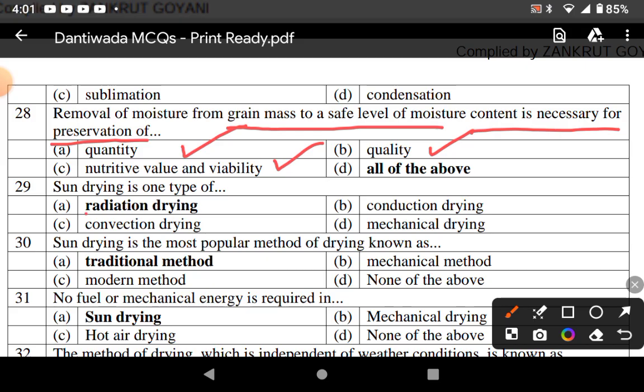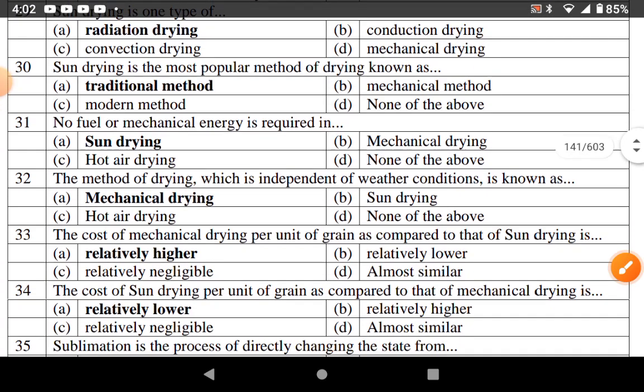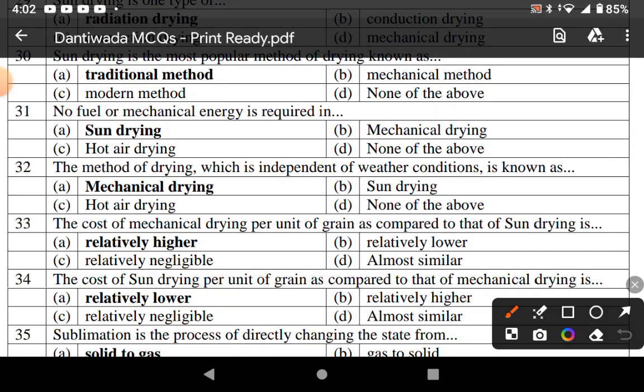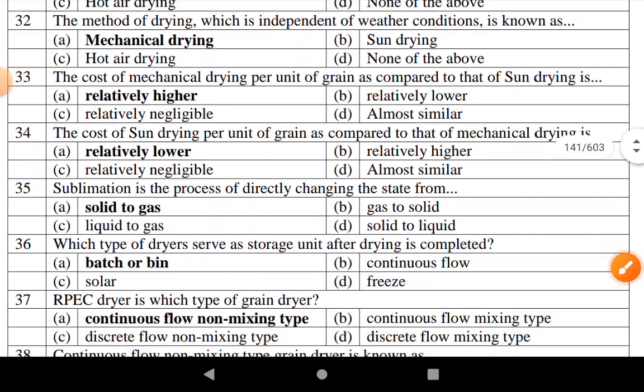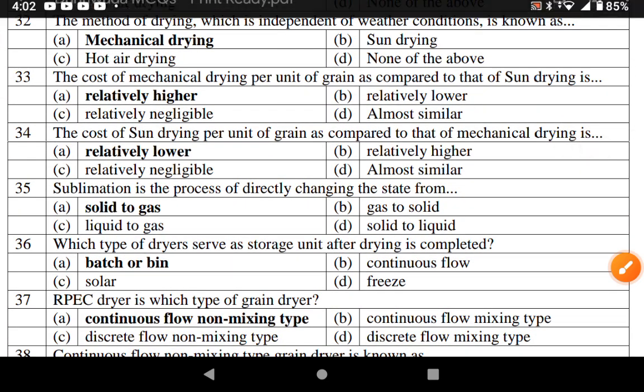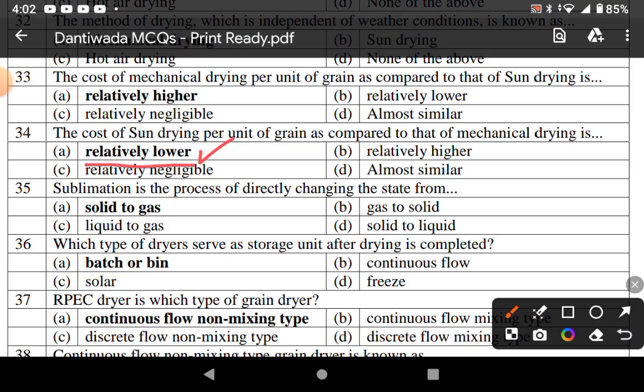Sun drying is one type of radiation drying. Sun drying is the most popular method of drying, known as the traditional method. No fuel or mechanical energy is required in sun drying. The method of drying which is independent of weather condition is known as mechanical drying. The cost of mechanical drying per unit grain as compared to sun drying is relatively higher. The cost of sun drying per unit grain as compared to that of mechanical drying is relatively lower.